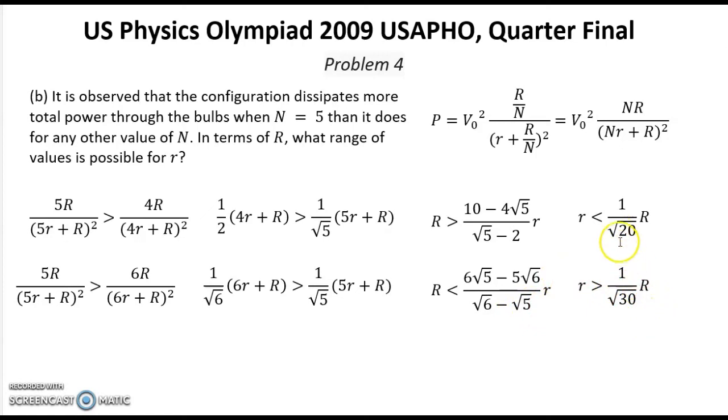And the last step is to combine this and this. This is the result. So we have small r belonging to this range. That's it. This is the solution.